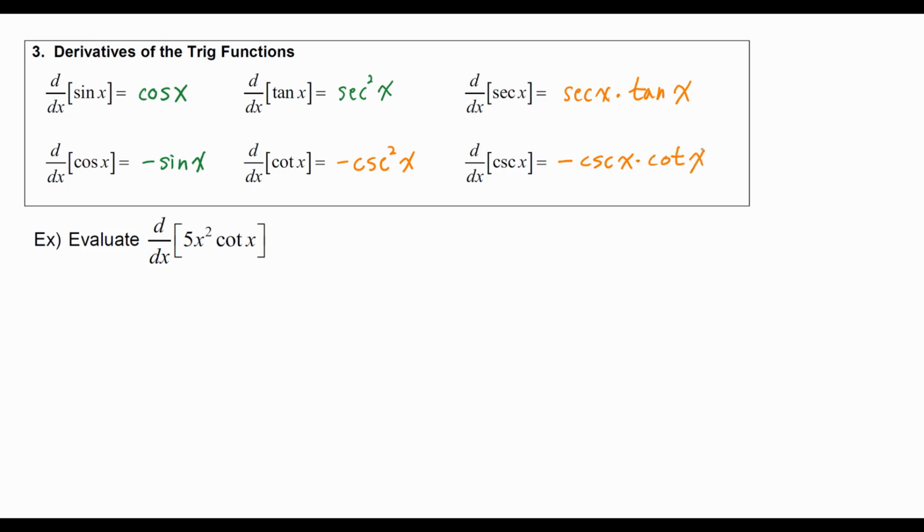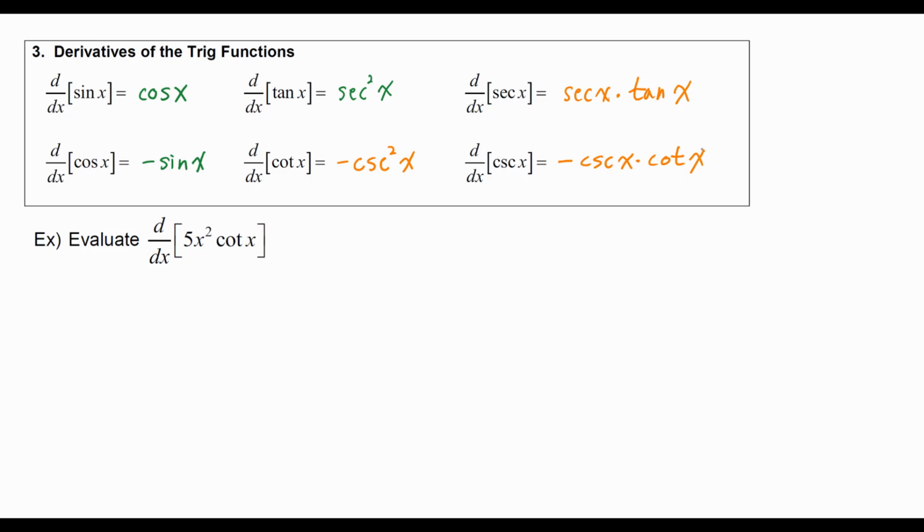Isn't that so funny? The sine and tangent and secant, the derivative of them is all positive. All the trig functions that start with the letter C, their derivatives are all negative. That's kind of easier to remember, huh? That will help you to memorize the signs together.